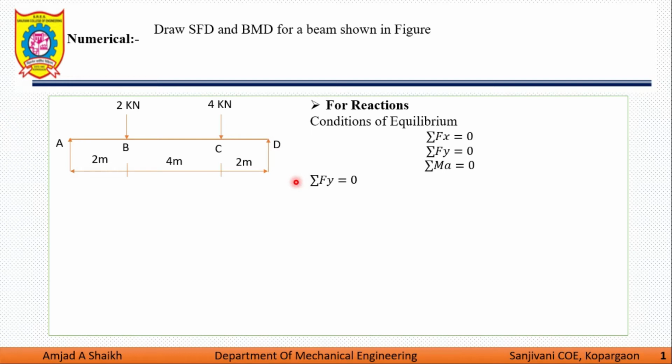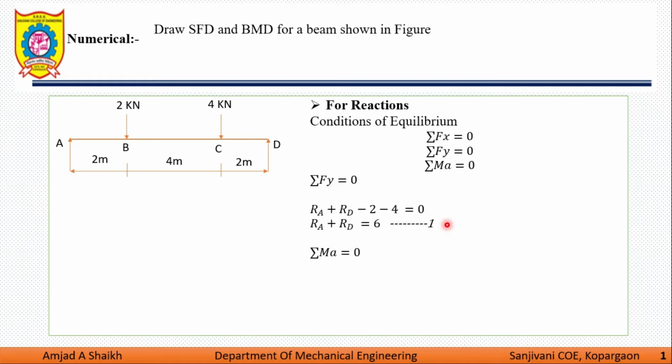Vertically upward force we are taking as positive, vertically downward force as negative. So at points A and D, reactions are there. So Ra and Rd are vertically upward, whereas 2 kilonewton and 4 kilonewton are vertically downward. So Ra plus Rd minus 2 minus 4 is equal to 0. So we can write Ra plus Rd is equal to 6 as equation number 1.